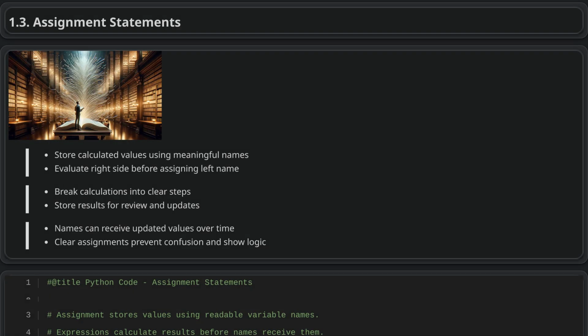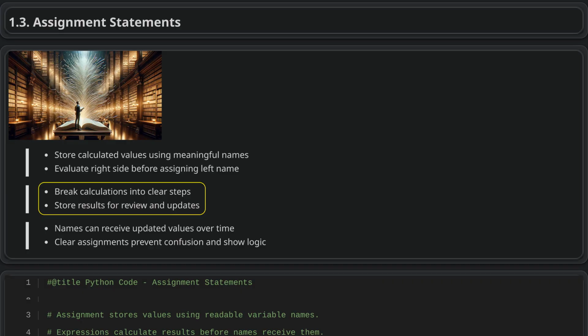Assignment statements. In Python, an assignment statement gives a name to a value so you can use it later. Python first evaluates the expression on the right, then links the result to the name on the left. The name acts as a reference to that value, which can then be reused or combined in later calculations.